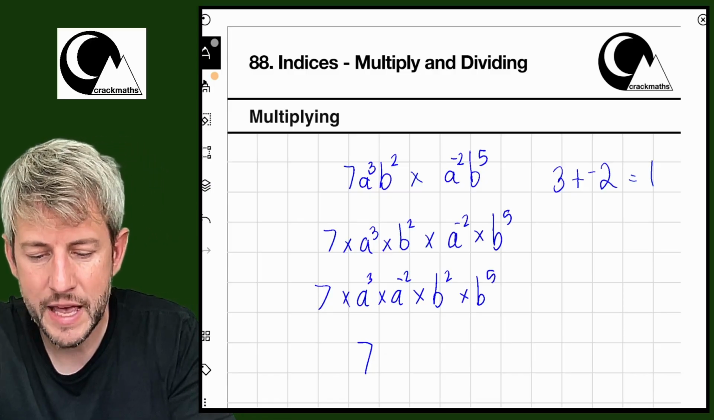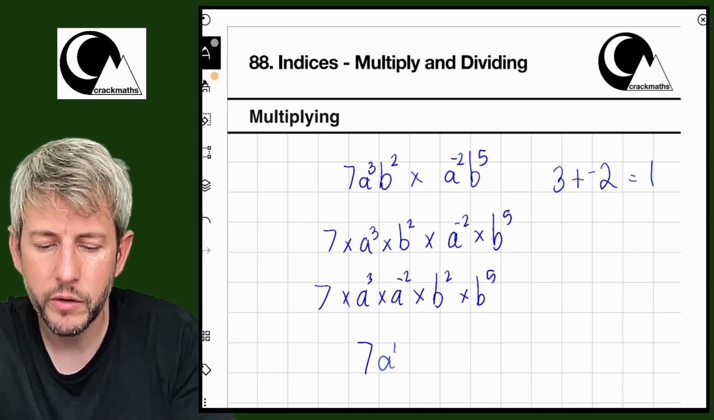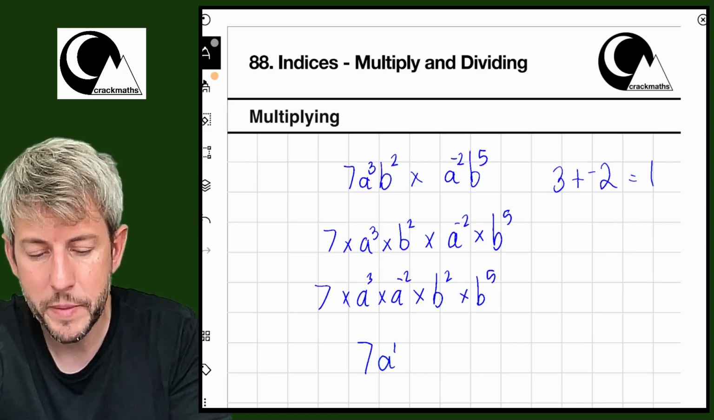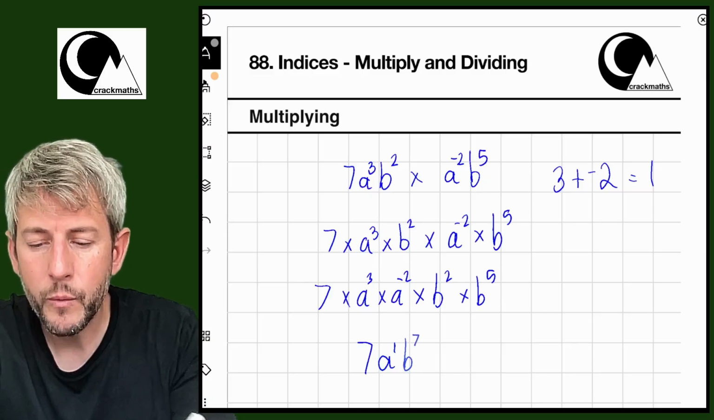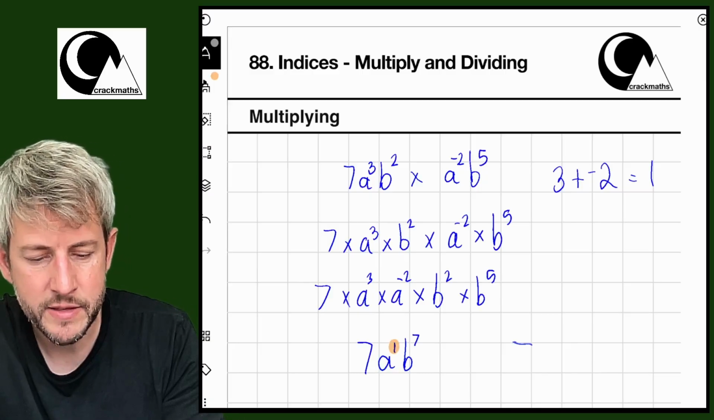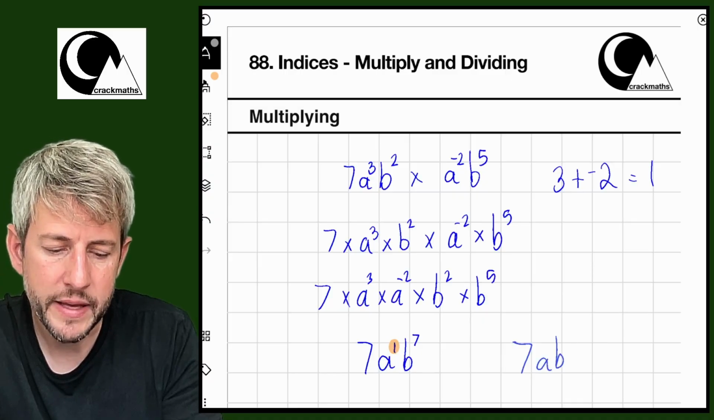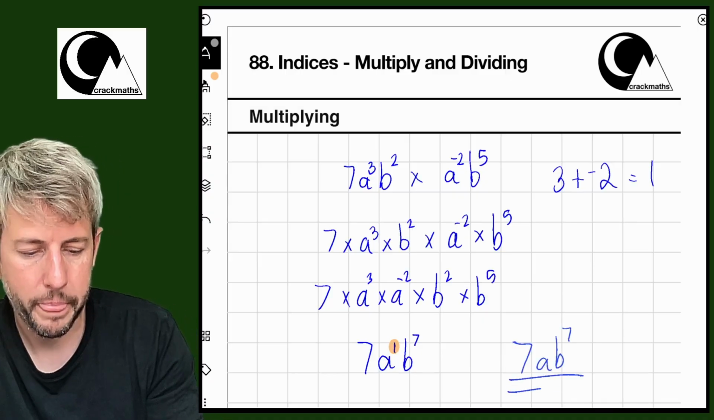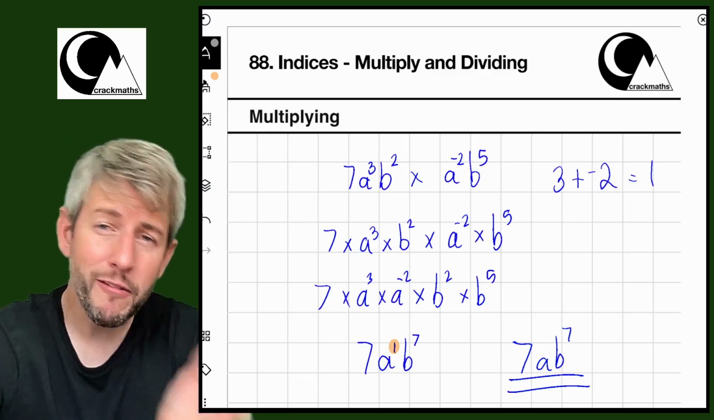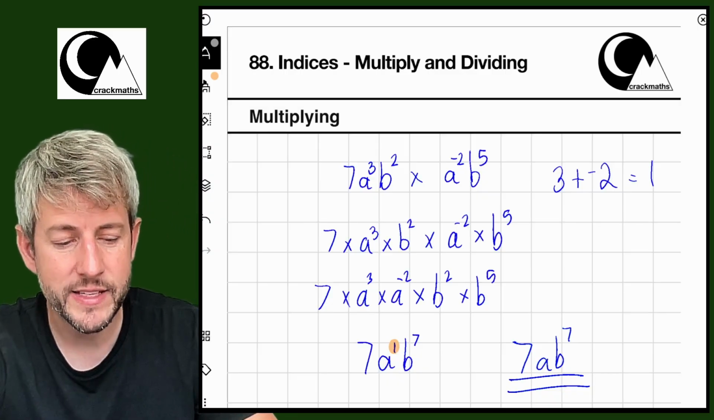So it's going to be 7 a to the power of 1, and then we've got b to the 2 times b to the 5, which will be b to the 7. Now we don't bother writing the power of 1 here. So I'm just going to rewrite this as 7ab to the 7, and that will be my final answer for this one. Okay, right, let's move over now and look at dividing.